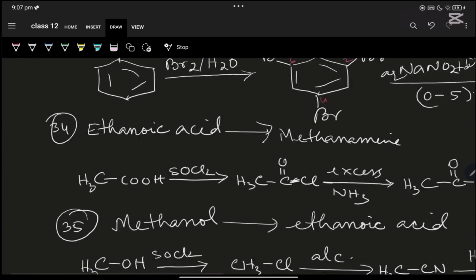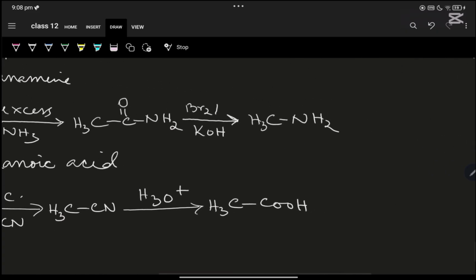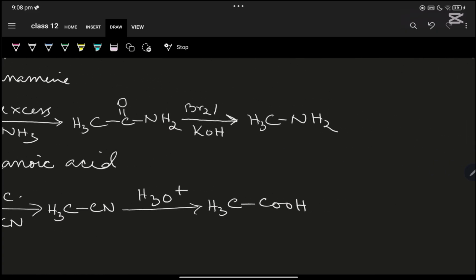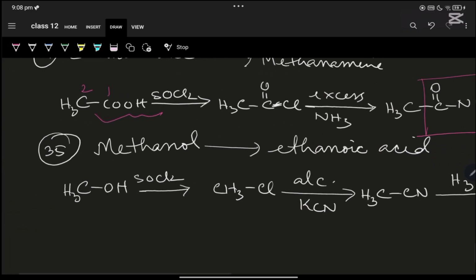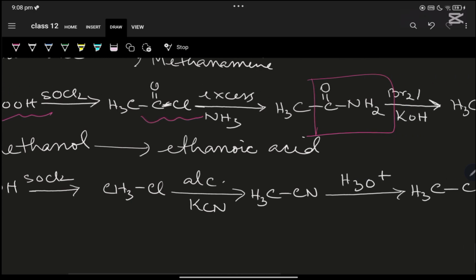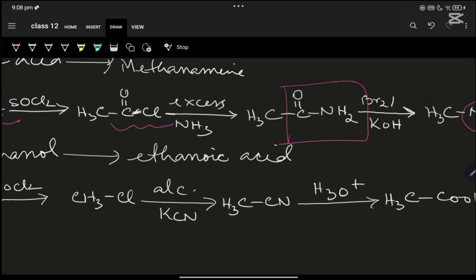Next, ethanoic acid to methanamine. Ethanoic acid, CH3COOH, and methanamine, CH3NH2. Again the same thing. If you need NH2, try to go via Hofmann bromamide and get a CONH2. So you start with COOH, convert to COCl by giving SOCl2, then excess NH3 and you will get CONH2, and then you do Hofmann bromamide, bromine and KOH.